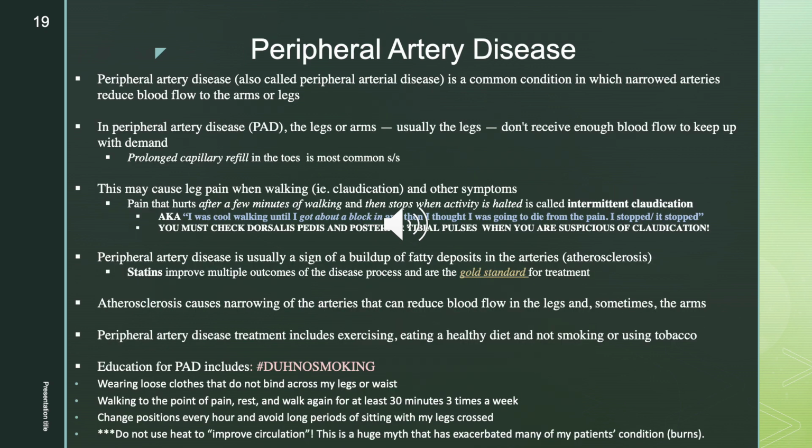Okay, so peripheral artery disease, it's fairly common. It's narrowed arteries, which reduce the blood flow to the arms and the legs. In peripheral artery disease, the legs, the arms, but usually the legs, don't receive enough of the blood to keep up with the demand that it has. So the most standard textbook symptom that you're going to get is prolonged capillary refill in the toes. Is the most common sign and symptom.